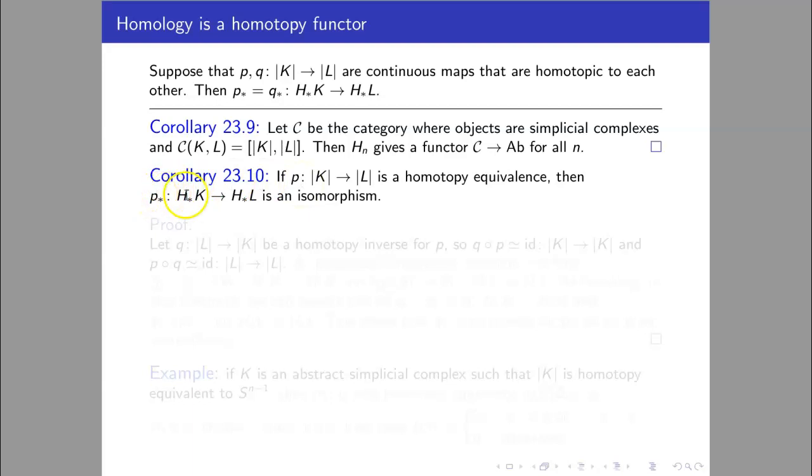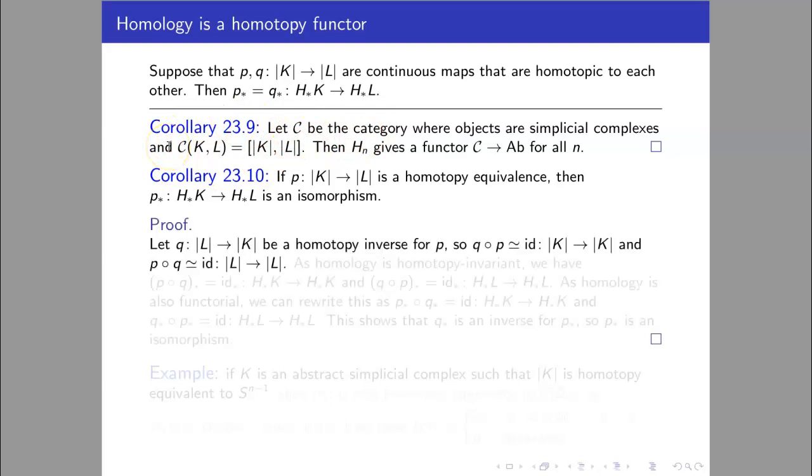P lower star is going to be an isomorphism from H star K to H star L. We could deduce that from the categorical point of view, or we can just spell it out as we'll do here. For P to be a homotopy equivalence means by definition that there's a map Q in the opposite direction that's a homotopy inverse. So Q is a continuous map from |L| to |K| with the property that Q composed with P is homotopic to the identity map from K to itself, and similarly P composed with Q is homotopic to the identity map from L to itself.